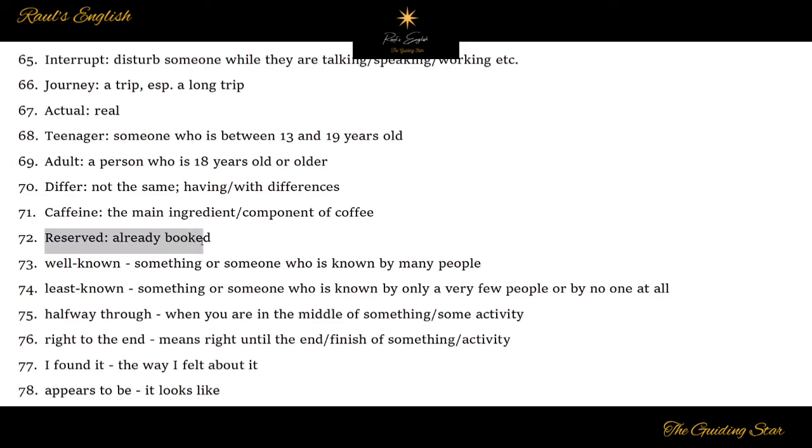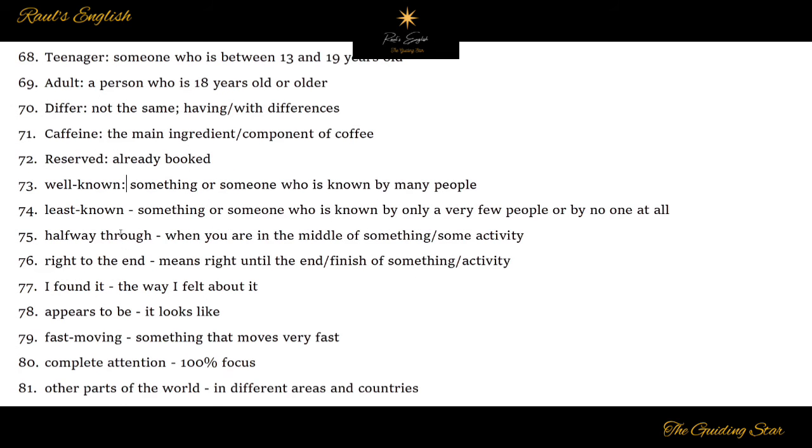72. Reserved, already booked. I have reserved a table for two. I have already booked a table for two. Well known is something or someone who is known by many people. And least known is something or someone that is not very well known.